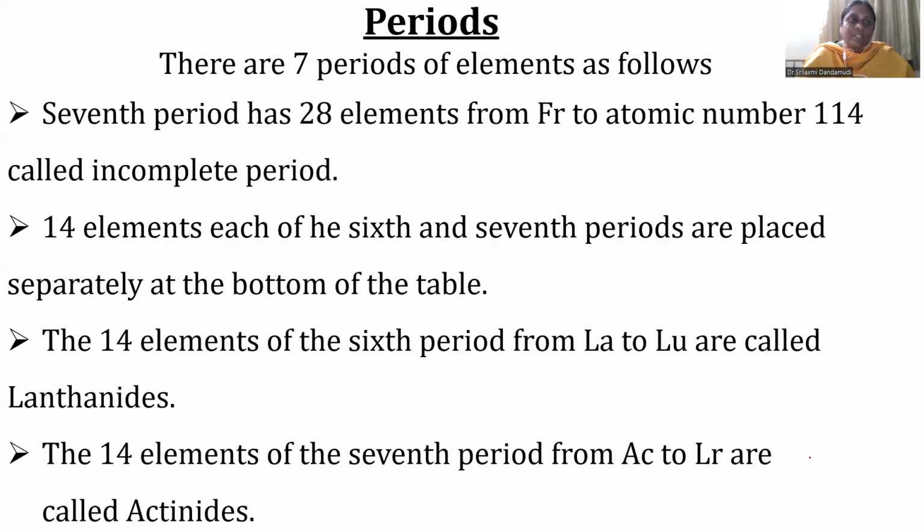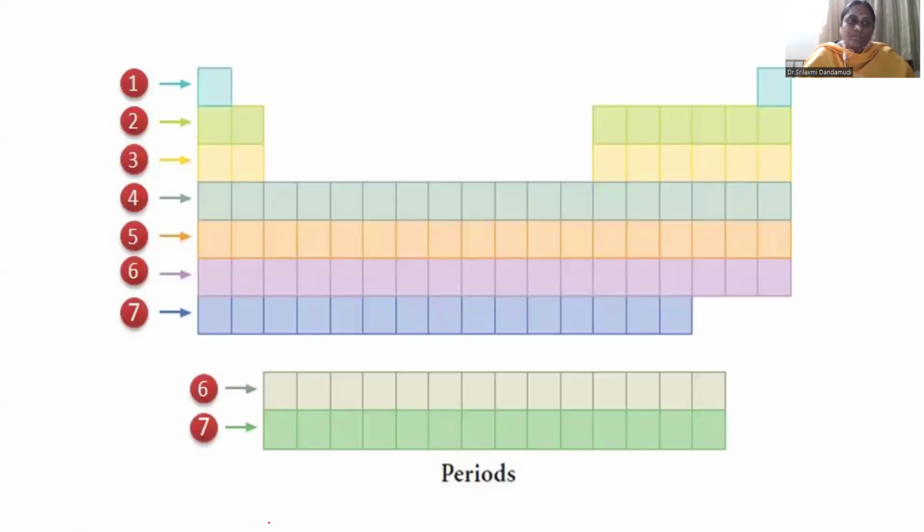So the sixth and seventh periods are placed separately. 14 elements each from the 6th and 7th periods are placed separately at the bottom of the periodic table. These are called inner transition elements. The first 14, from the 6th period, are lanthanum to lutetium. These are called lanthanides. Actinium to lawrencium is called actinides. So see here, this is the lanthanides, this is actinides. This is separated from the sixth period and this is separated from the seventh period.